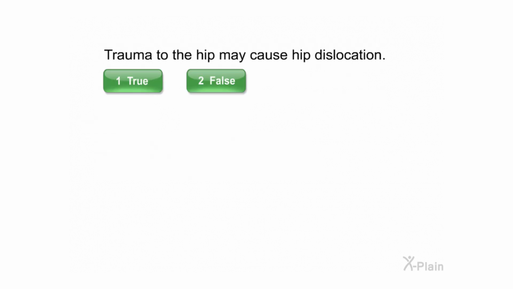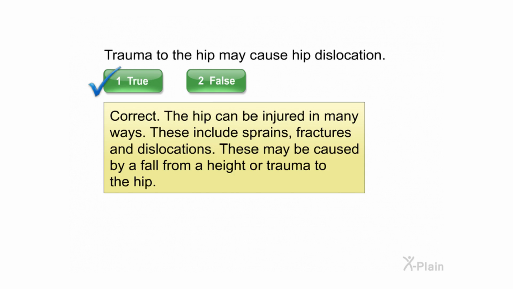Trauma to the hip may cause hip dislocation. Select true or false. Correct. The hip can be injured in many ways. These include sprains, fractures, and dislocations. These may be caused by a fall from a height or trauma to the hip.